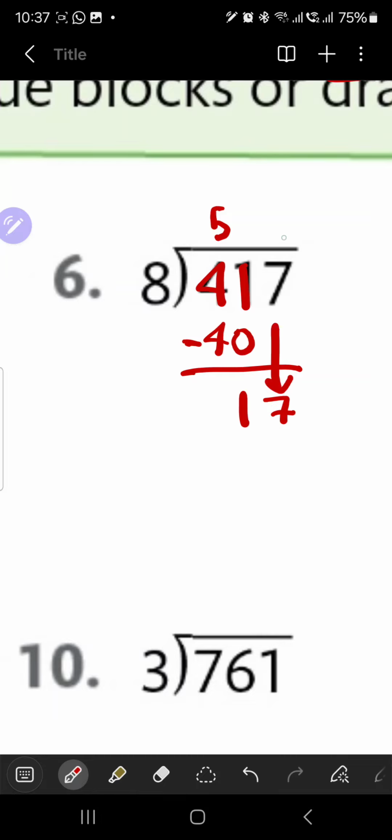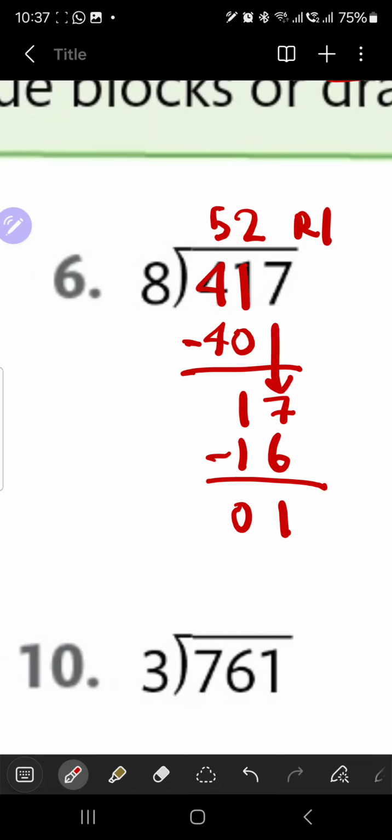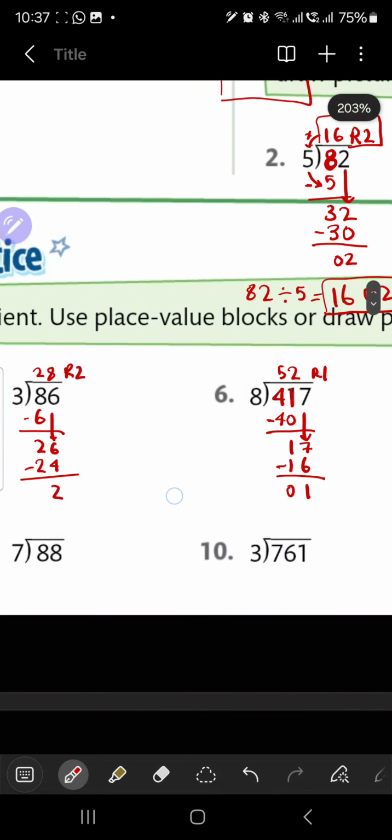Now 8 times what equals 17 or less? 8 times 2, because 2 times 8 equals 16. Then subtract, 1 and 0, so the remainder is 1. So you get 52, remainder 1.